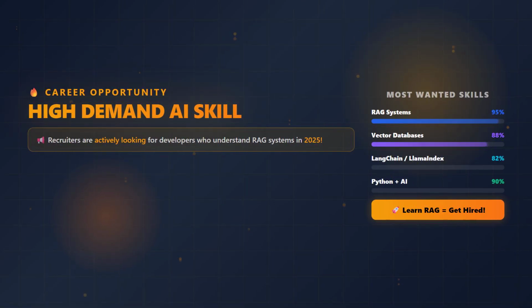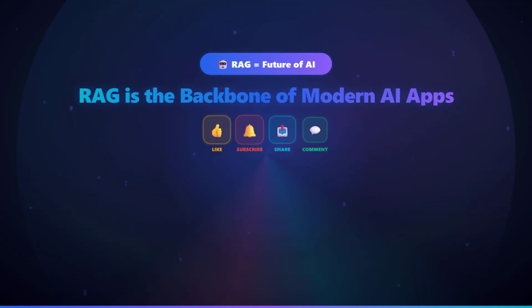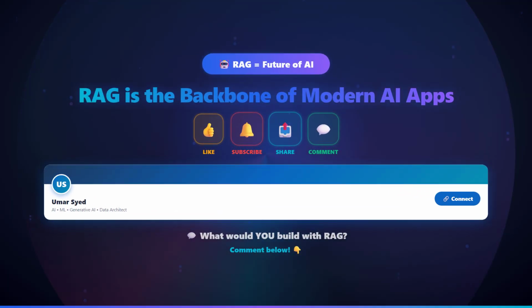Recruiters are actively looking for developers who understand RAG systems. This is one of the highest demand AI skills in 2025. RAG is becoming the backbone of modern AI applications.